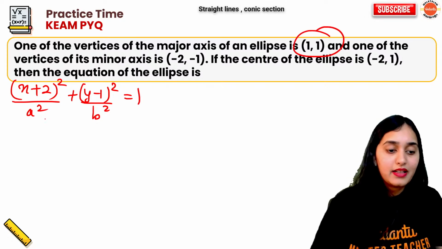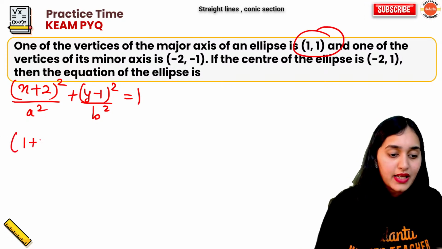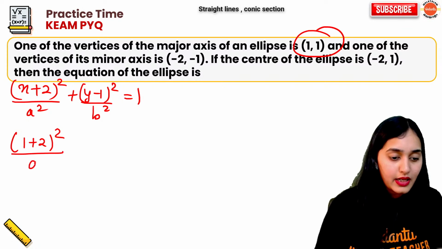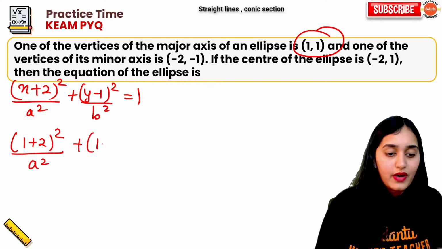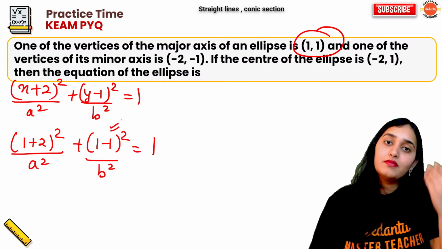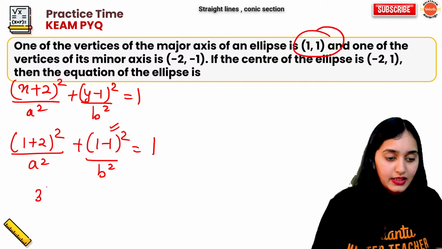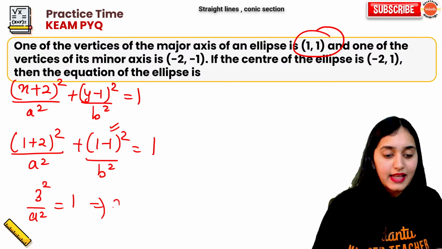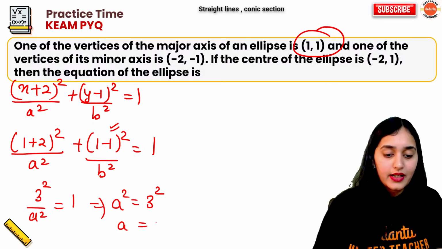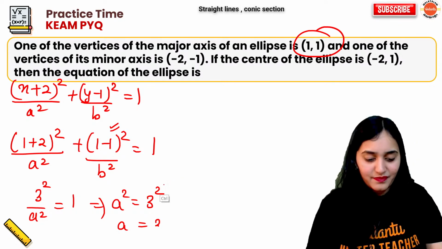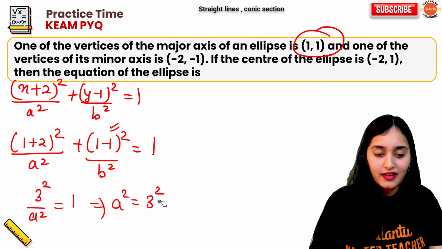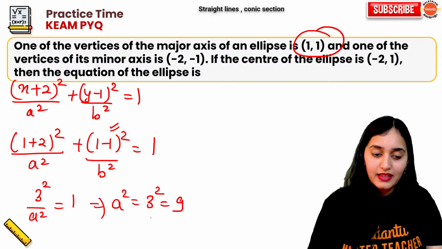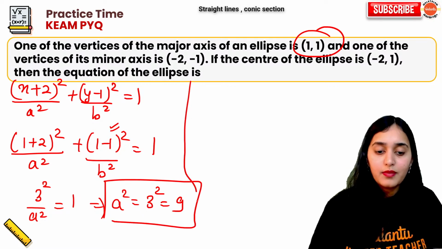Put (1, 1). So, 1 plus 2 whole square upon a square plus 1 minus 1 whole square upon b square is equal to 1. 1 minus 1 is 0. So this is 3 square by a square is equal to 1. This implies that a square is equal to 3 square, so a is equal to 3. We don't need a, we just need a square. A square is 9.